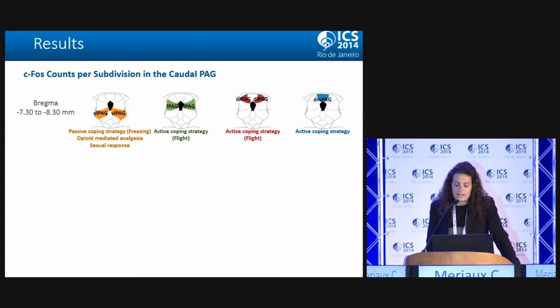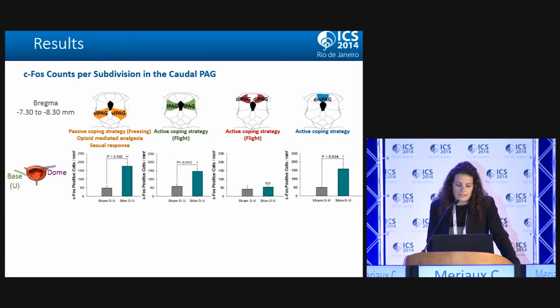The statistical analysis in the caudal PAG revealed that for the animals with the implantation of the electrodes in the base and the dome, there was a statistically higher number of c-Fos positive cells in the stimulated animals compared to the sham group for the ventrolateral PAG, lateral PAG, and dorsomedial PAG.